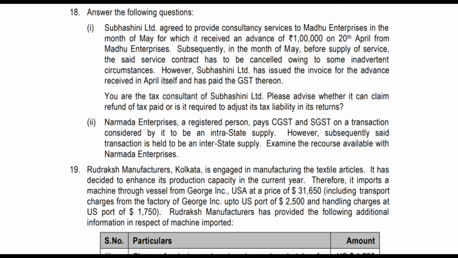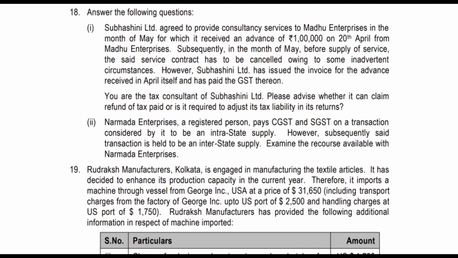In case there is no output tax liability against which the credit note can be adjusted, then the registered person may proceed to file for refund claim. So in the given case, Subhasini Limited is required to issue a credit note, declare its detail in the return for the month during which the credit note has been issued, and adjust the tax liability. However, if there is no output liability of Subhasini Limited against which the said credit note can be adjusted, it may proceed to file the refund claim.